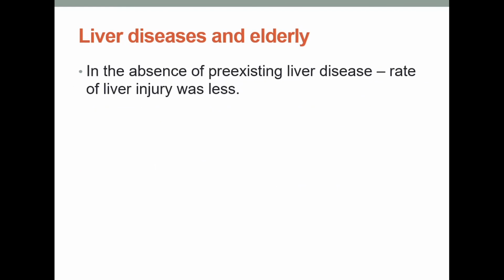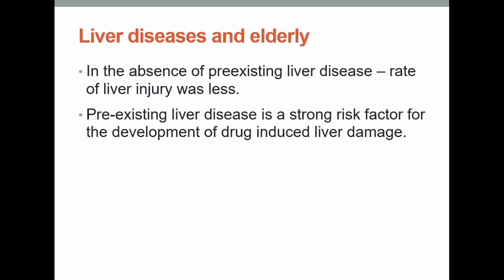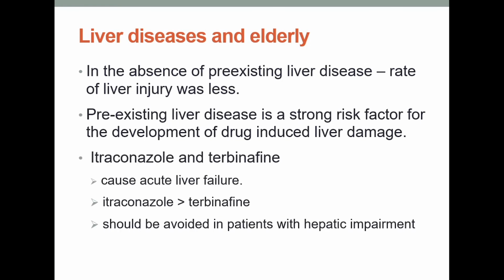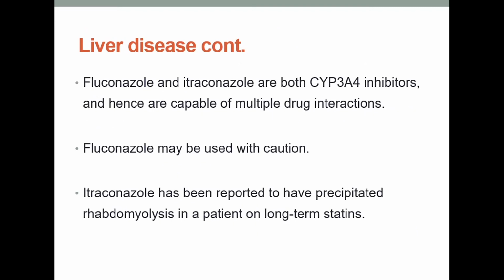Liver diseases in elderly. In the absence of pre-existing liver disease, the rate of liver injury was less. Pre-existing liver disease is a strong risk factor for the development of drug-induced liver damage. Both itraconazole and terbinafine can cause acute liver failure in patients with hepatic impairment, mainly itraconazole. Fluconazole and itraconazole are both cytochrome P450 inhibitors and can cause multiple drug interactions, but fluconazole may be used with caution.